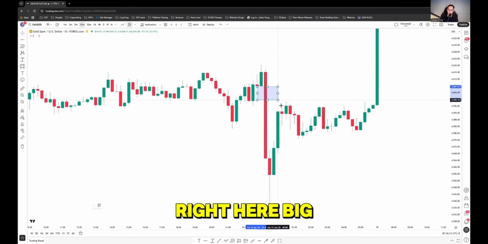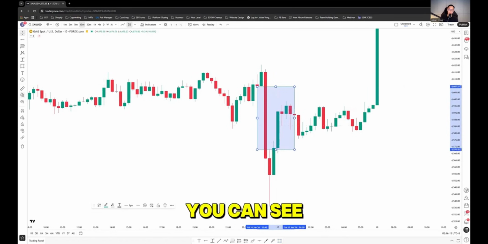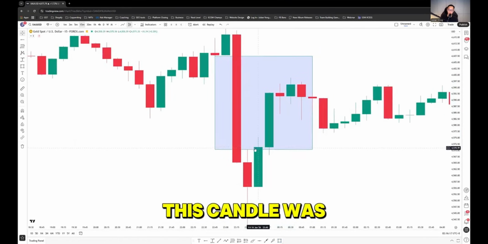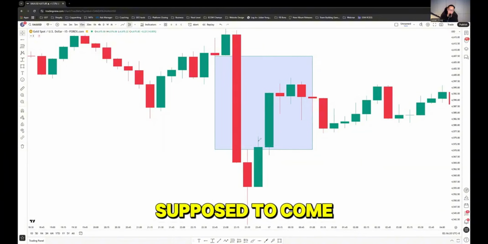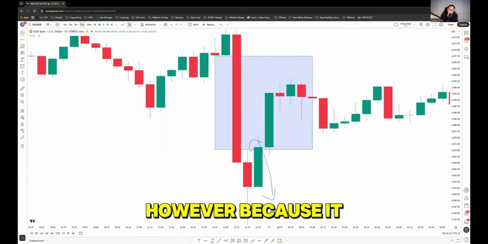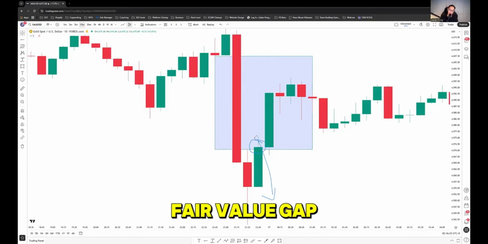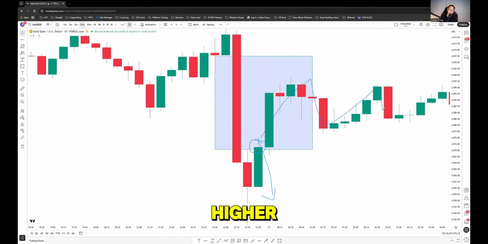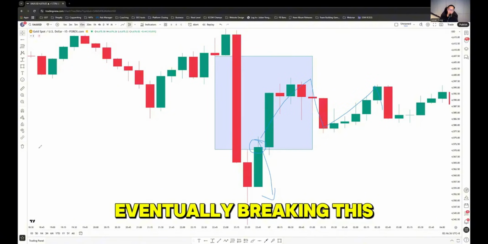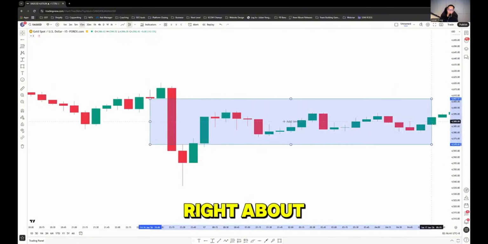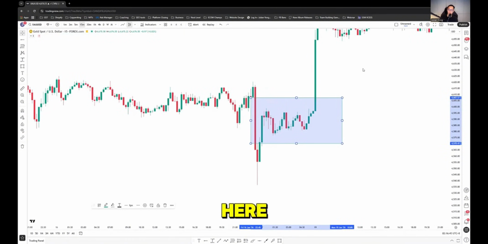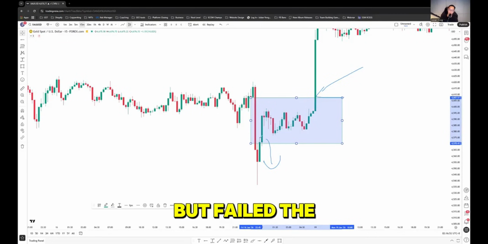Right here, big fair value gap. You can see this candle was supposed to come down. However, because it closed inside the fair value gap, this gives a hint that the fair value gap has a higher chance to fail. Look at what happened. Price did not go down, but it continued playing higher and higher, eventually breaking this fair value gap right about here. So it did not go down, but failed the fair value gap.